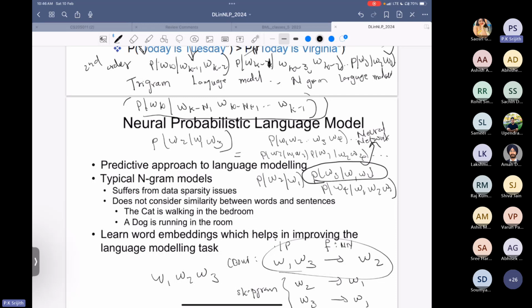Rather than estimating this probability statistically from the data, it passes W1, W2 as input to a neural network and tries to obtain the probability of W3. Similarly, it passes W1, W2, W3 as input to the neural network and tries to predict the probability of W4. Just like an n-gram language model, we may have to fix the number of inputs that can be passed as input to the neural network.